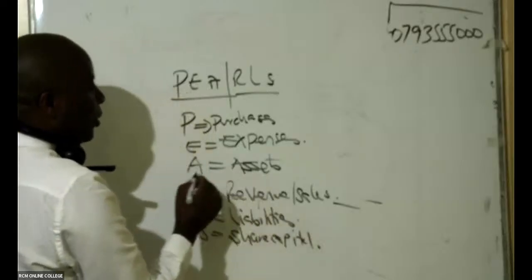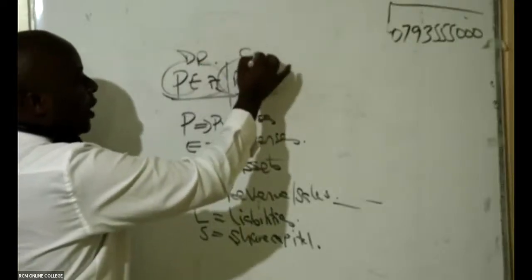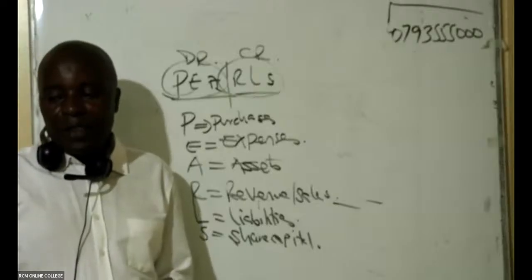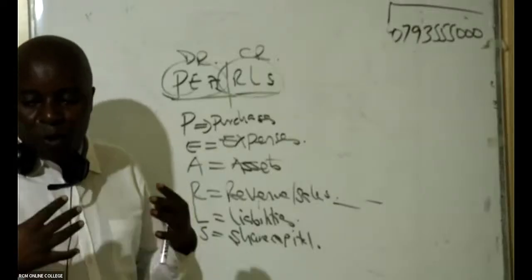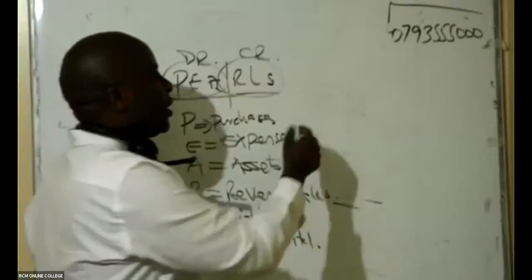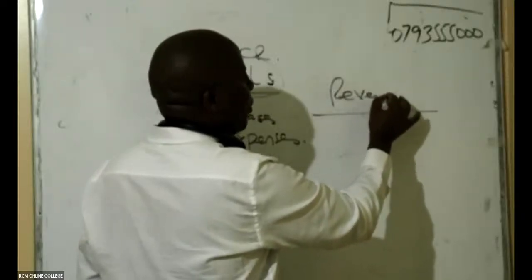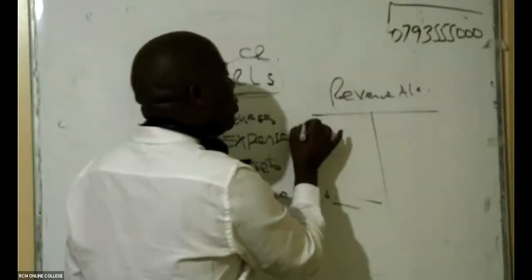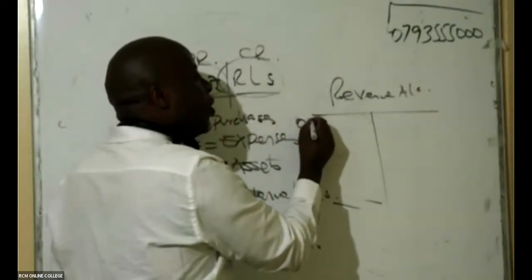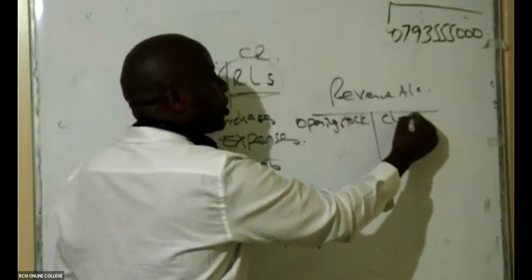So remember, these three are to be debited whenever they increase. These three are to be credited whenever they increase. And of course, the case in context is what I've just introduced to you. Under IAS 41, we have what we call the revenue account. For the crops, you will always have opening stock and closing stock here.